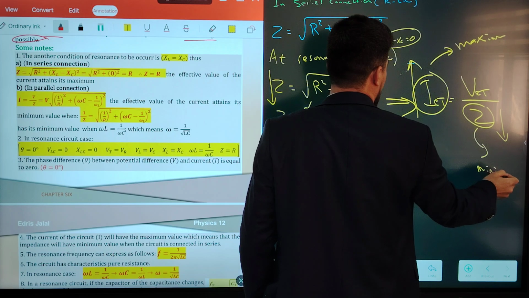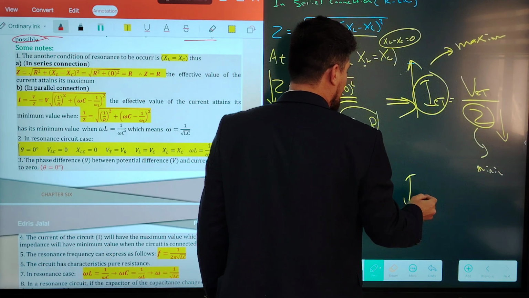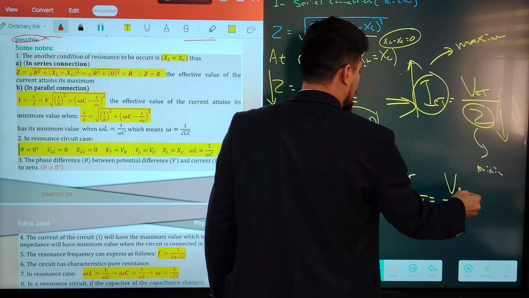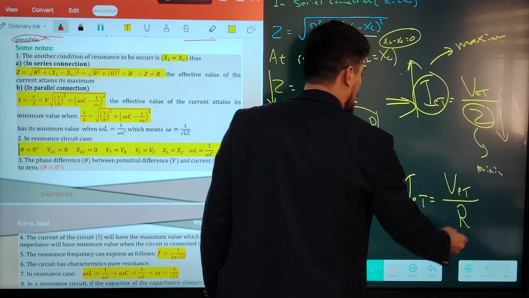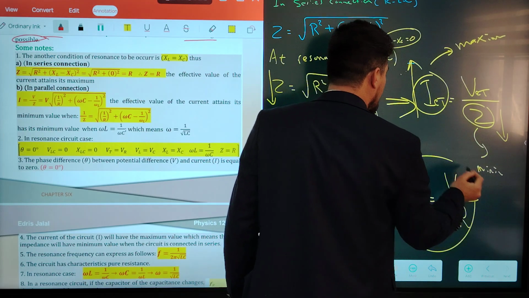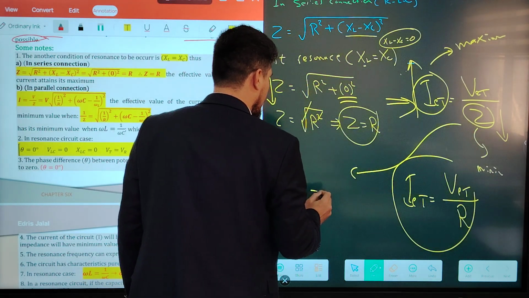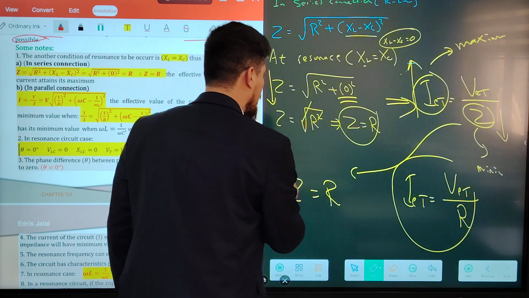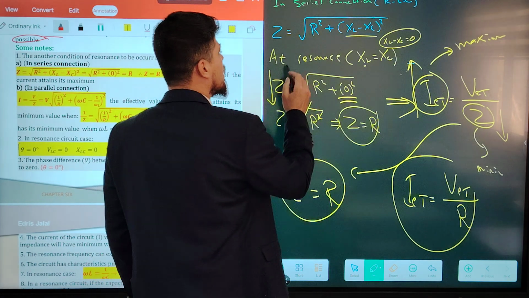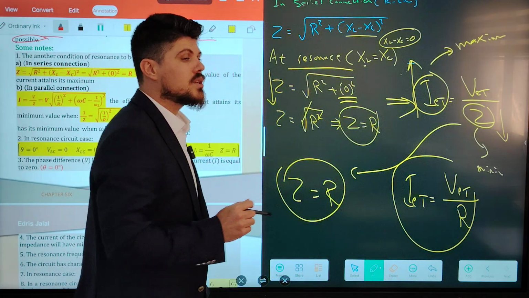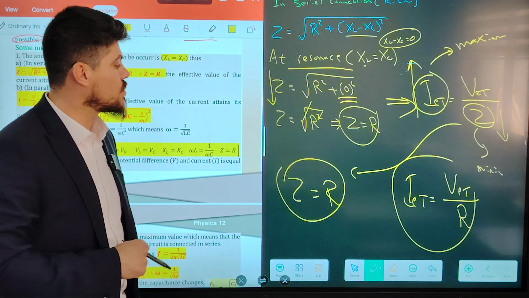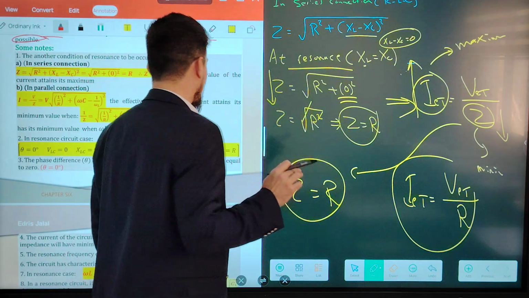Minimum. So, can you write down IE total is equal to VE total over R? Yes. Why? Because Z is equal to R. Z is equal to what? Z is equal to R. When? At resonance. At resonance, the total impedance is equal to what? Resistance. Okay?